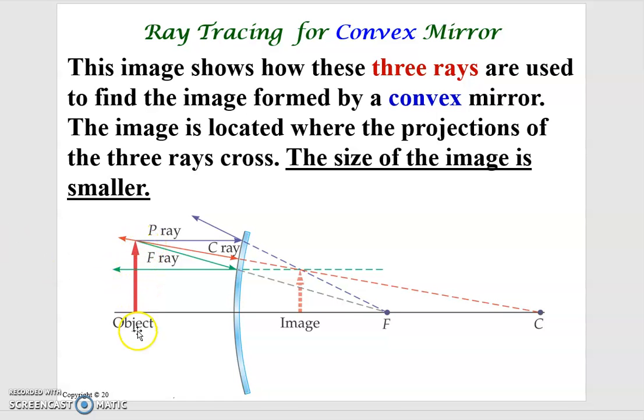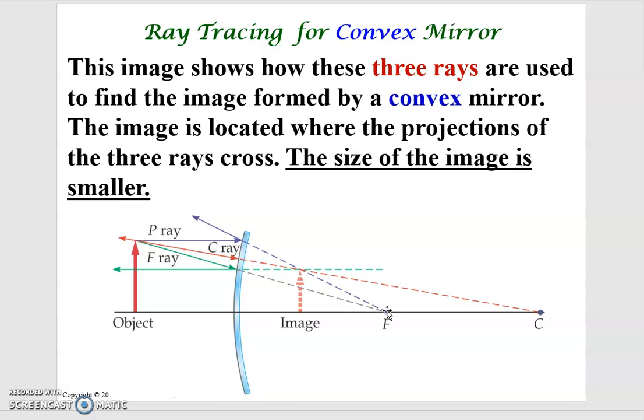So this is the object, and let's just focus on one point. It is the top of the arrow. So the top arrow will emit a P ray first, and we know that P ray is parallel to the axis. So the reflected light, when you trace them backward, they will pass through the focal point. So far so good. So this is the first one.